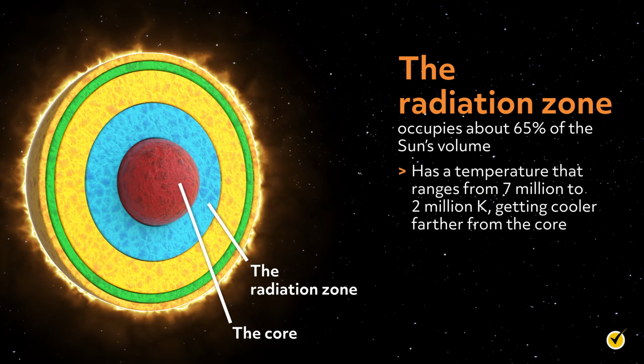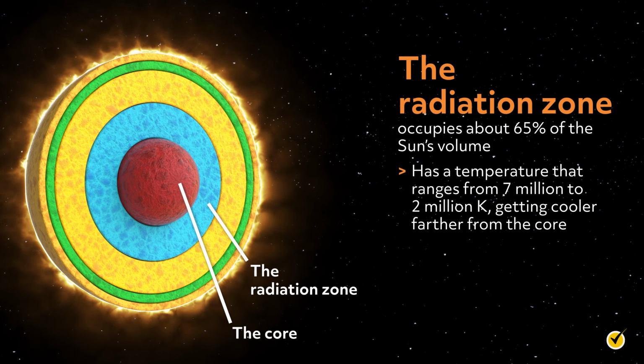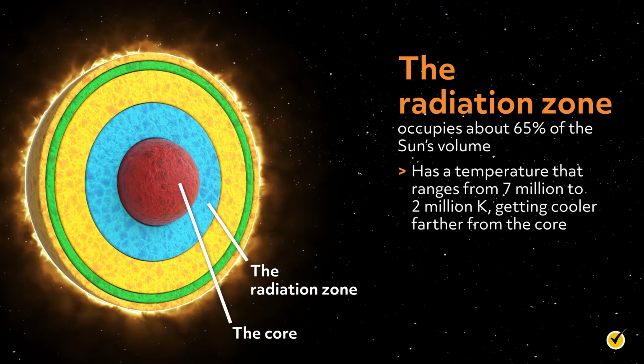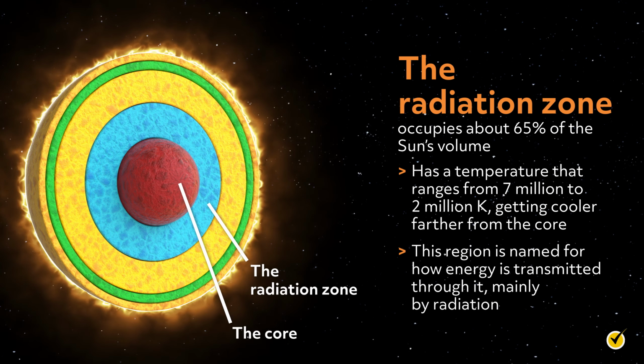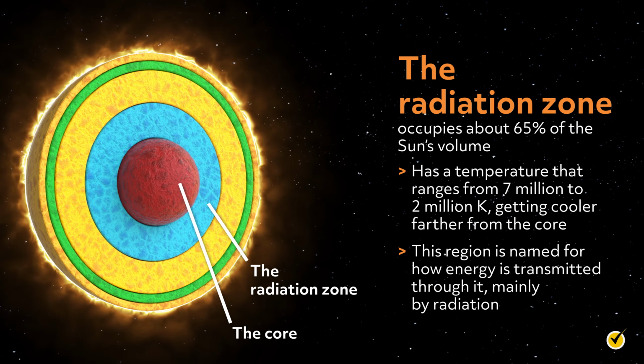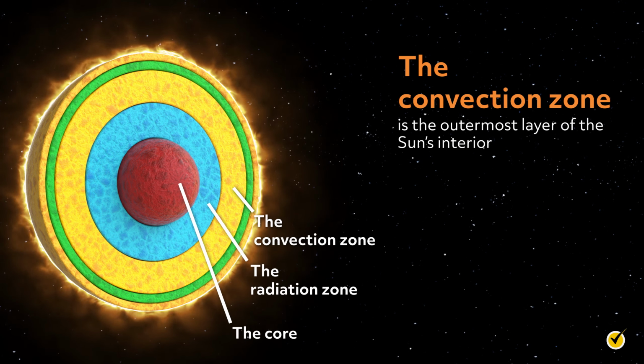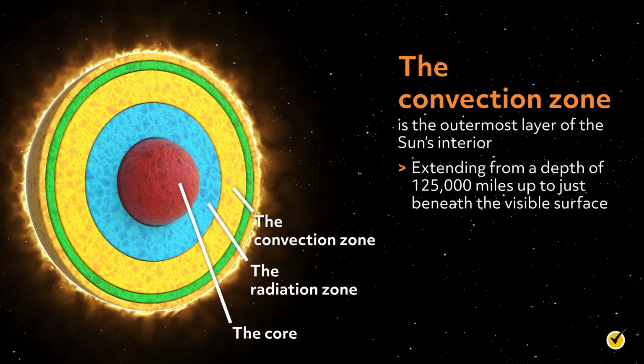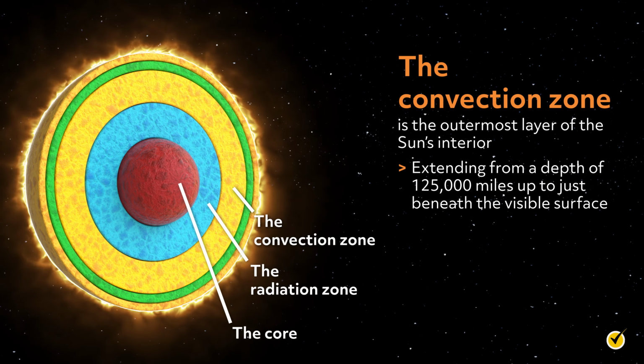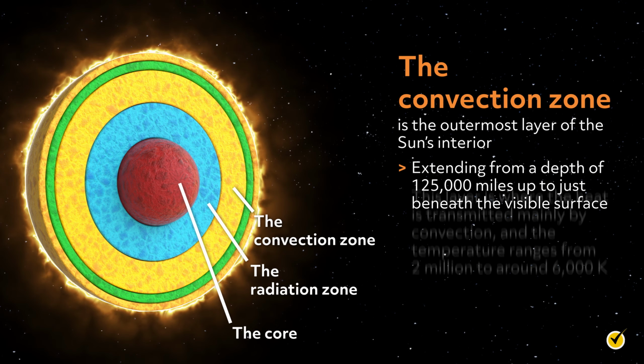The next layer is the radiation zone, which occupies about 65% of the Sun's volume and has a temperature that ranges from 7 million to 2 million Kelvin, getting cooler farther from the core. This region is named for how energy is transmitted through it, mainly by radiation. The convection zone is the outermost layer of the Sun's interior, extending from a depth of 125,000 miles up to just beneath the visible surface.